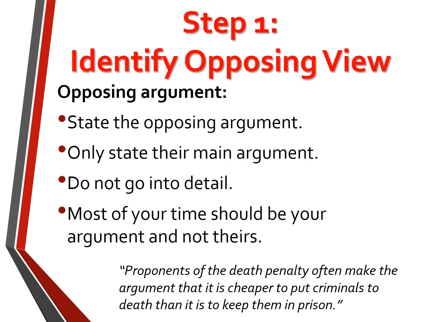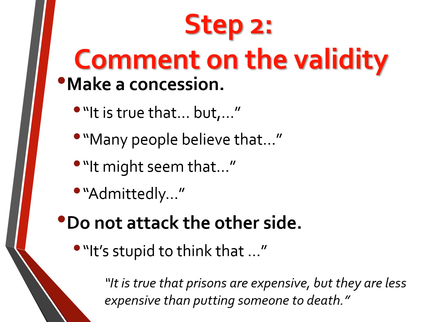So let's look at the first step in a little more detail. The first step again is to state the opposing argument. So you only want to state their main argument. You don't want to give a lot of details about the argument. Most of the time should be spent on your argument. All it is, is a sentence or two just stating how people feel that see things from a different perspective.